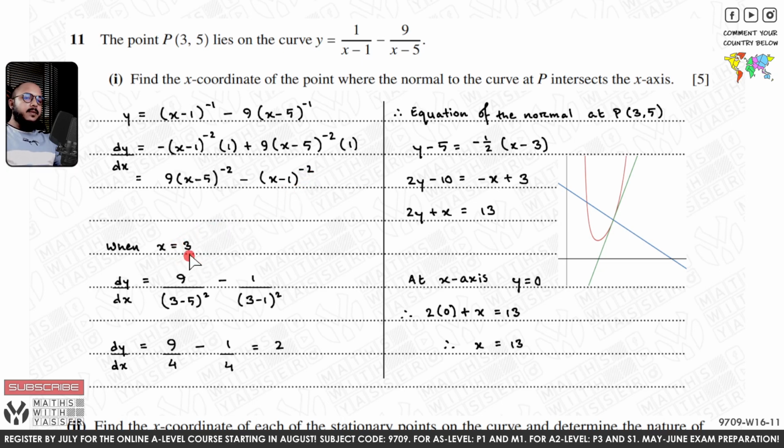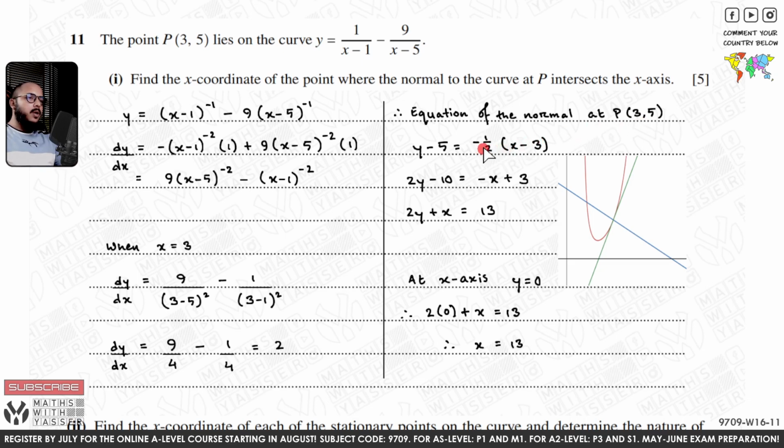So when x equals 3, when we substitute this value into this equation, we get 9 over 4 minus 1 over 4, which is 2. This is the gradient of the tangent. So the gradient of the normal must be the negative reciprocal of this number, which is negative half. And we already know the point through which the normal will be going, which is (3, 5).